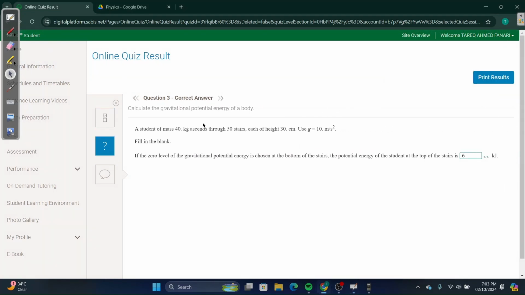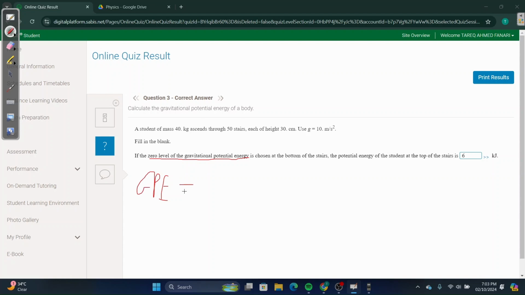Question 3. A student of mass 40 kilograms climbs 50 stairs, each of height 30 centimeters. Use g as 10 meters per second squared. The reference point for our GPE is chosen at the bottom of the stairs. The potential energy is the answer. Like, this is what I meant by they'll ask it later. Okay, so potential energy, or GPE, I forgot to add the G.